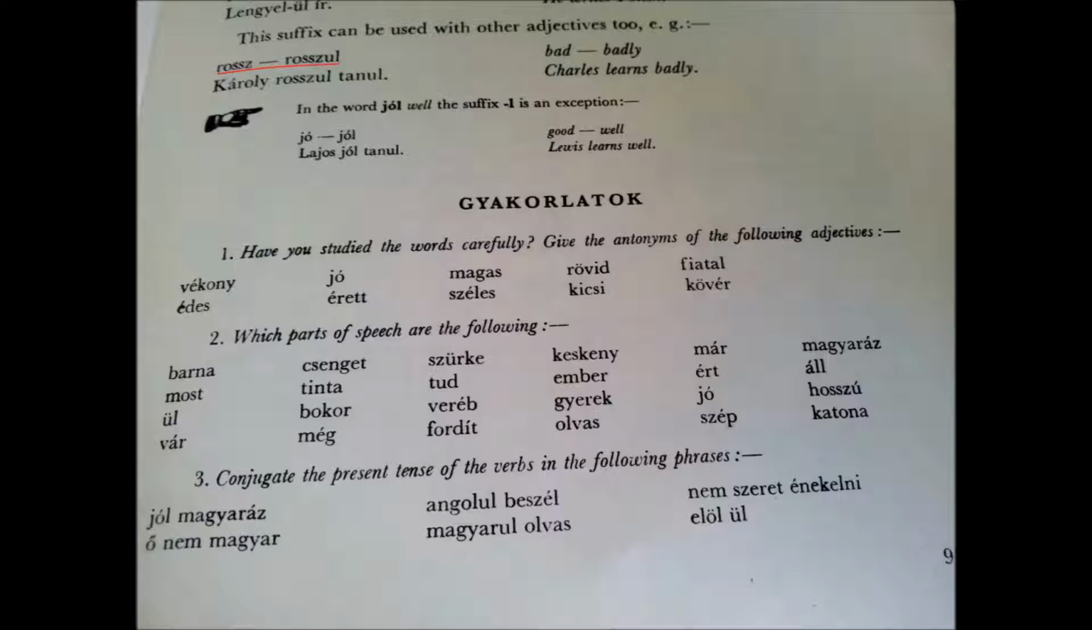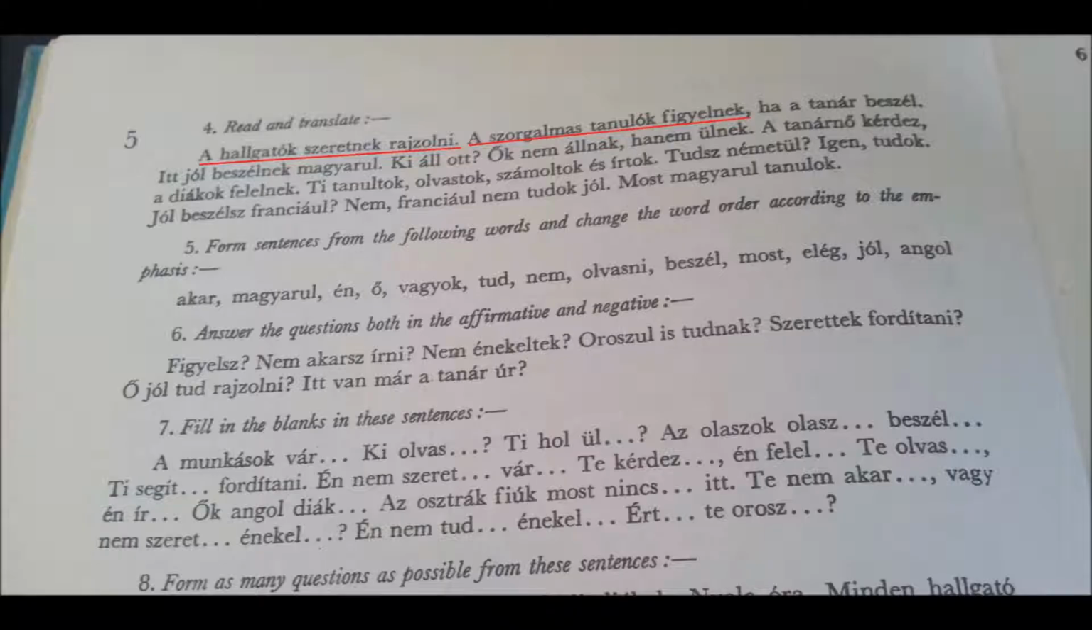And then we repeat a couple of words. We have to know the antonyms, the opposite words. Vékony. I don't remember vékony. Jó is good. So the antonym of jó would be rossz, which is bad. Jó is good, rossz bad.